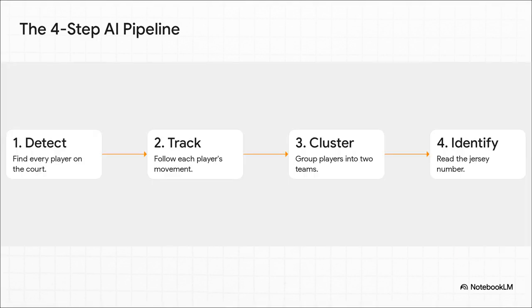And here it is, the whole four-step game plan. First, the AI has to detect all the players. Just find them. Second, it has to track them as they're moving all over the court. Third, it needs to cluster them, basically figure out who's on which team. And finally, the really tricky part, identify each player by reading that little number on their jersey. Let's break down each play.